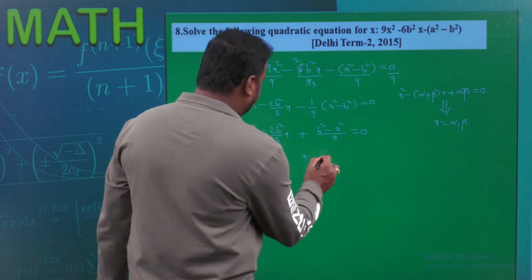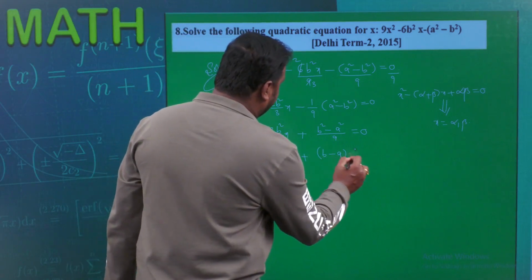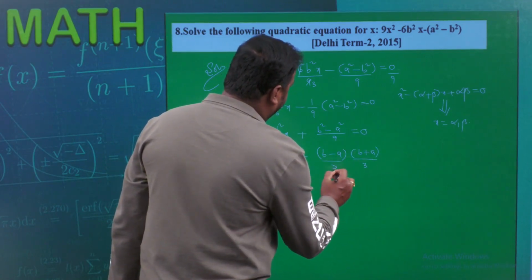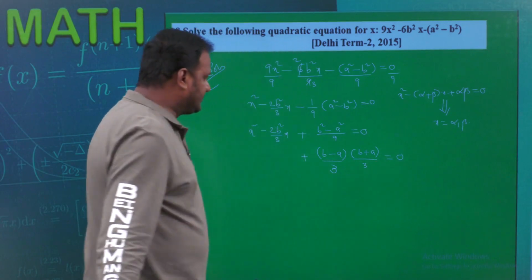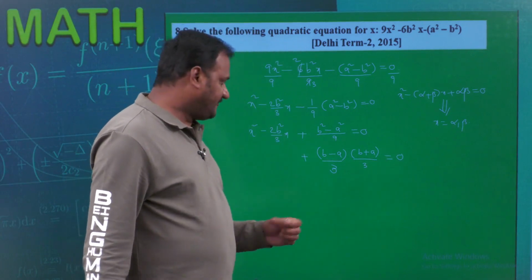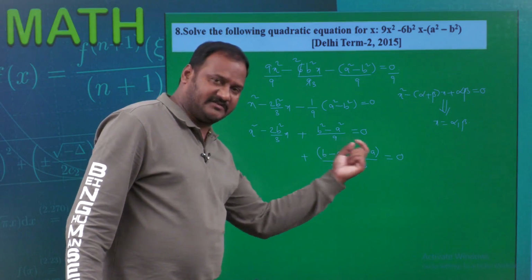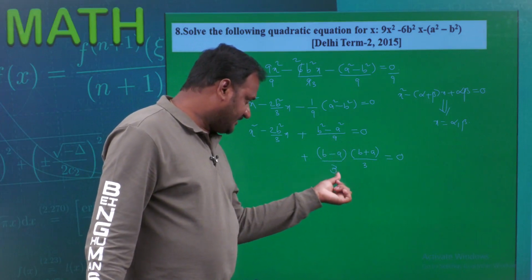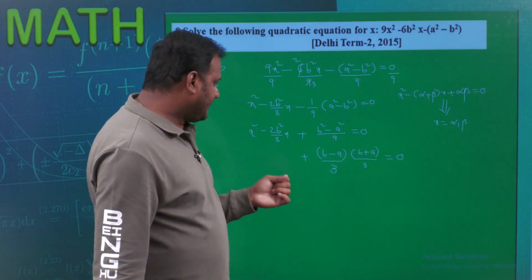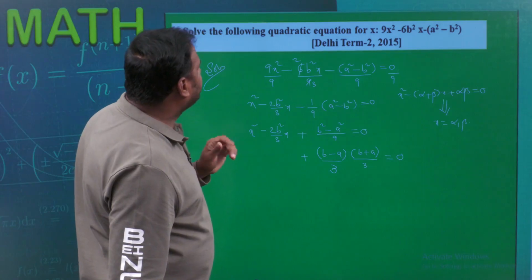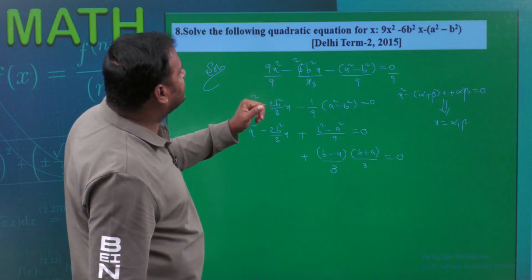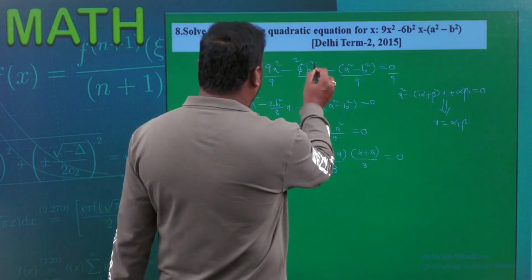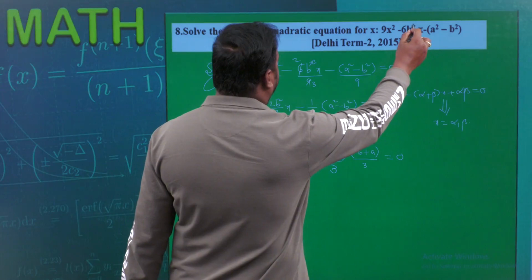Now my aim is to factorize this. b square minus a square can be written as (b minus a) into (b plus a), but 9 is there, so I am going to write this by 3 into by 3, equal to 0. Now you see 2b by 3 is there. One of them is alpha, one of them is beta. If I add both of them, (b minus a) by 3 plus (b plus a) by 3, then what do I get here? This is 6b, not b square here, in the problem itself it is 6b.